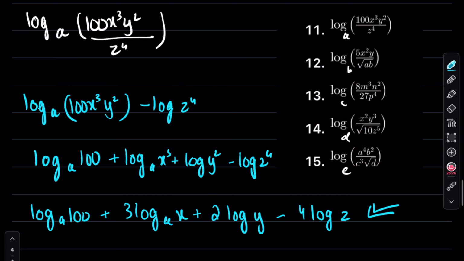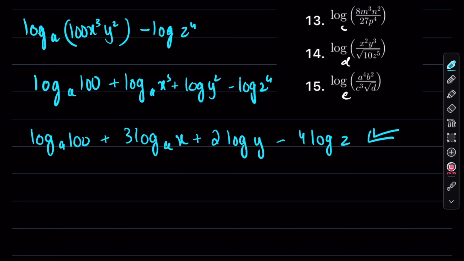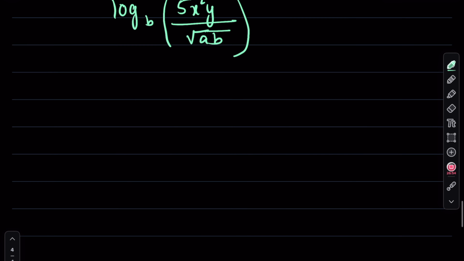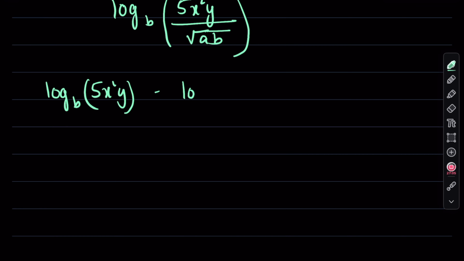Well, this question seems terrifying. Okay, let's take a look at this question. Question number 12. Let me use a different color. Yeah, that should do. Log with the base of b argument of 5x square y upon under root a b. Okay, so again we will apply the quotient rule. I hope I do not need to explain this again. Log with the base of b argument of 5x square y negative log base of b argument of a b.